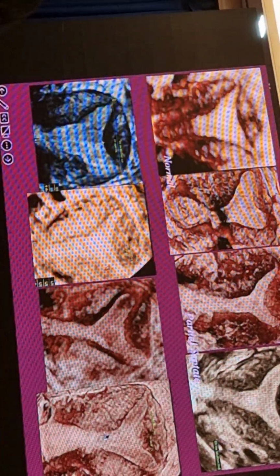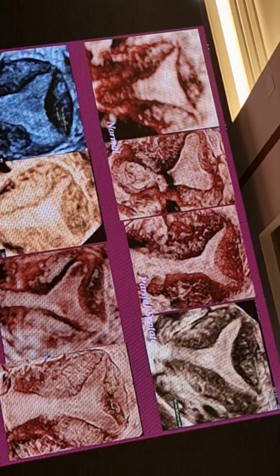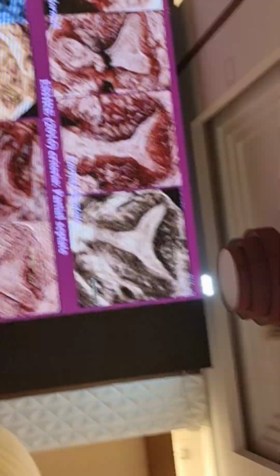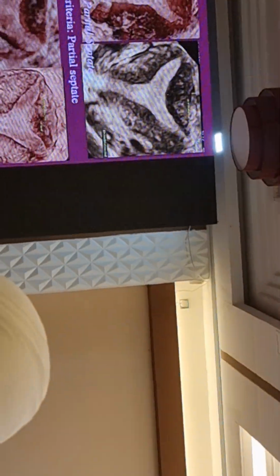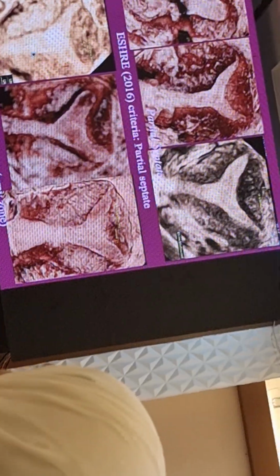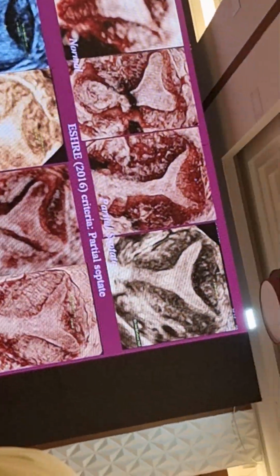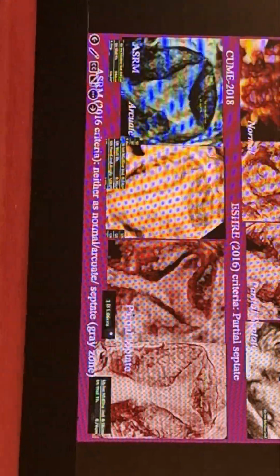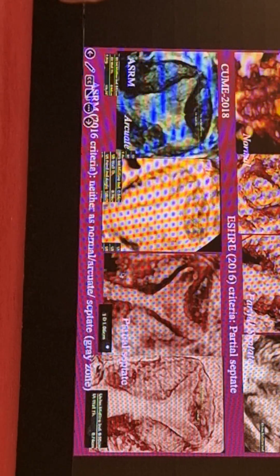But here are 4 different images of the same, and it's hard to say what it is. If we use H3 classification, we will classify all of them as partial septate. And if we use ASRM, this would be arcuate, and this will still be in the criteria where we may not be able to say, it's in a gray zone, whether it's arcuate or should we call it partial septate. Then when we add CUMB classification, all these 3 come into partial septate uterus. So that's the advantage I find of CUMB measurements.